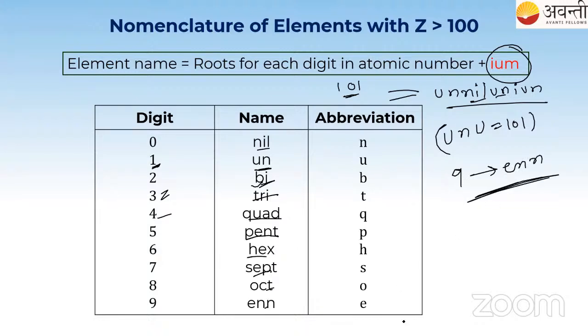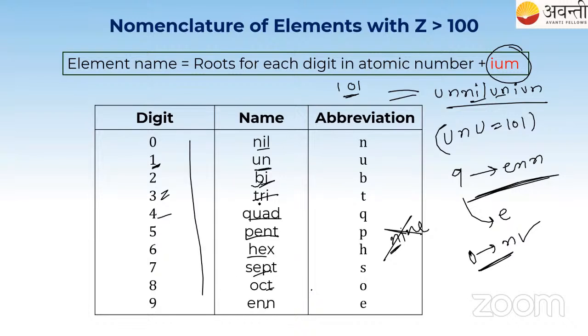Many people will say 9 is N, but the short form for enn is E. For 9, E is the abbreviation. The abbreviation for 0 is N. Don't confuse them. Some think 9 means N because of the word nine, but this is wrong. For 0, we call it nil; for 9, we call it enn. So remember, these are the abbreviations, these are the names, and these are the digits. If you remember them, you can easily find it out.